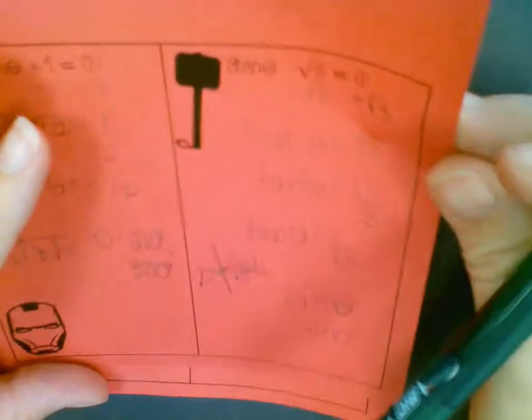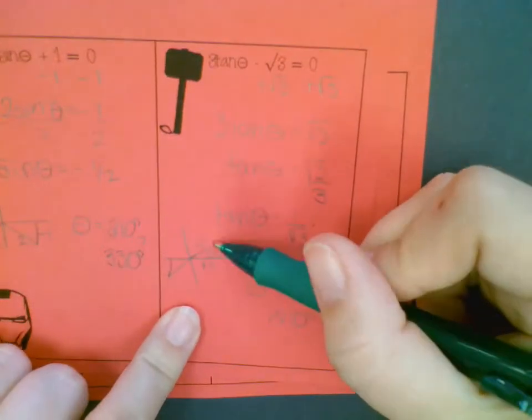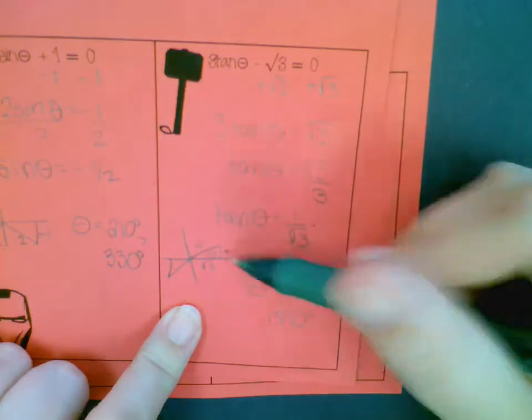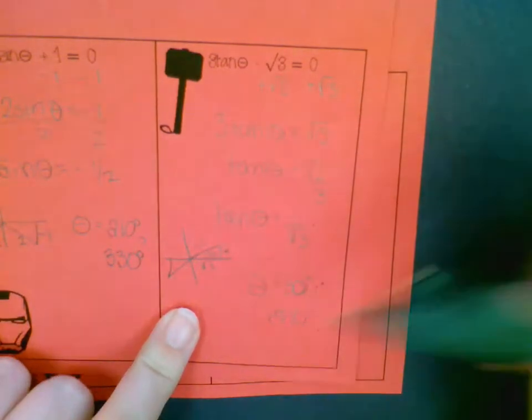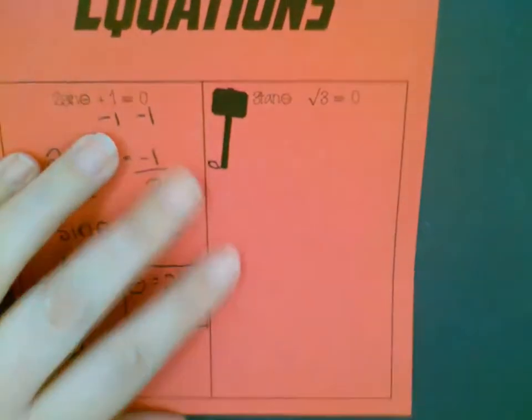Okay, so I can't see that pencil very well. We get tangent of theta equals 1 over root 3. If we draw our picture, we're positive in quadrants 1 and 3. So the reference angle is 30. So 30 and 210. Okay, so let's try some of the examples on the inside. Some of these get a little bit more complicated, like our first problem.